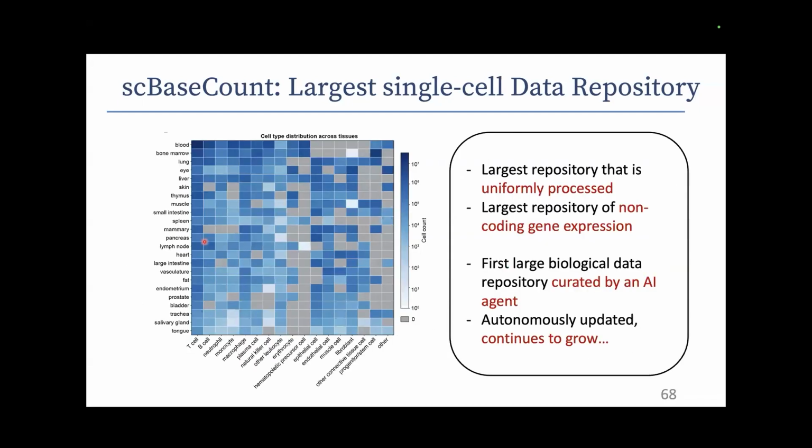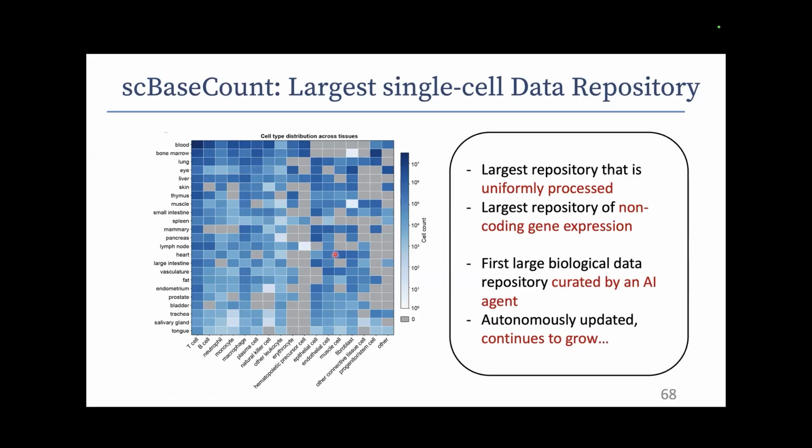It also is the largest repository that is uniformly processed, so we see actually reduced batch effects. We are also the largest repository of non-coding gene expression, so you can actually see how these non-coding genes vary across various different cellular contexts. And it's also the largest biological data repository, to our knowledge, that has been curated by an AI agent. The fact that it's curated by an agent gives us a lot of power to keep growing this repository. And in fact, it does keep growing. We just send off the agent to look through SRA again and identify new data sets and process them. So it's a continually expanding repository of data.